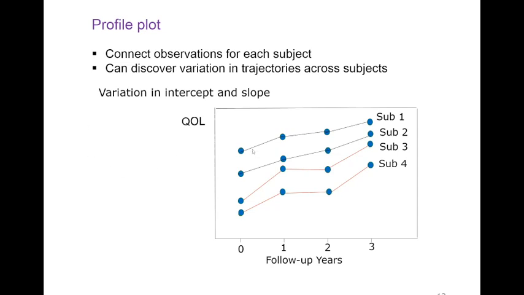And next time, when we talk about the linear mixed effects model, we will use this concept that the intercept varies across subjects. And we will also model how the slope varies across subjects. So keep that in mind. This is another way of looking at longitudinal data: discovering variation in trajectories across subjects.